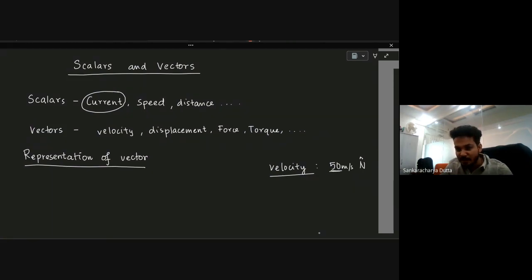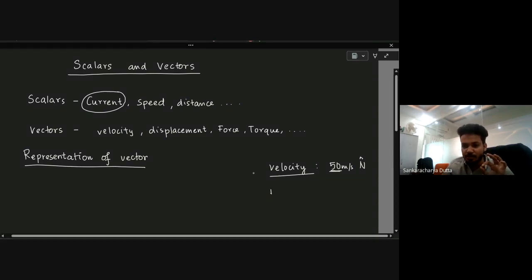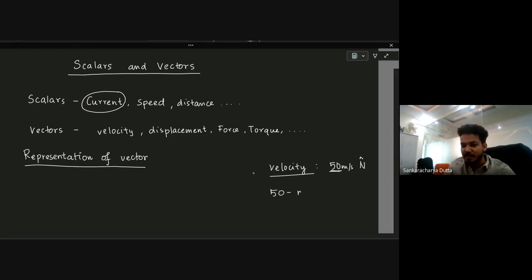Here, the number 50 is the first component and represents the magnitude. We call this numerical part of the physical quantity the magnitude of that quantity. Meter per second signifies the unit of this physical quantity, and N cap, being north, is the direction. The numerical value and the direction can keep on changing, but the unit does not change.